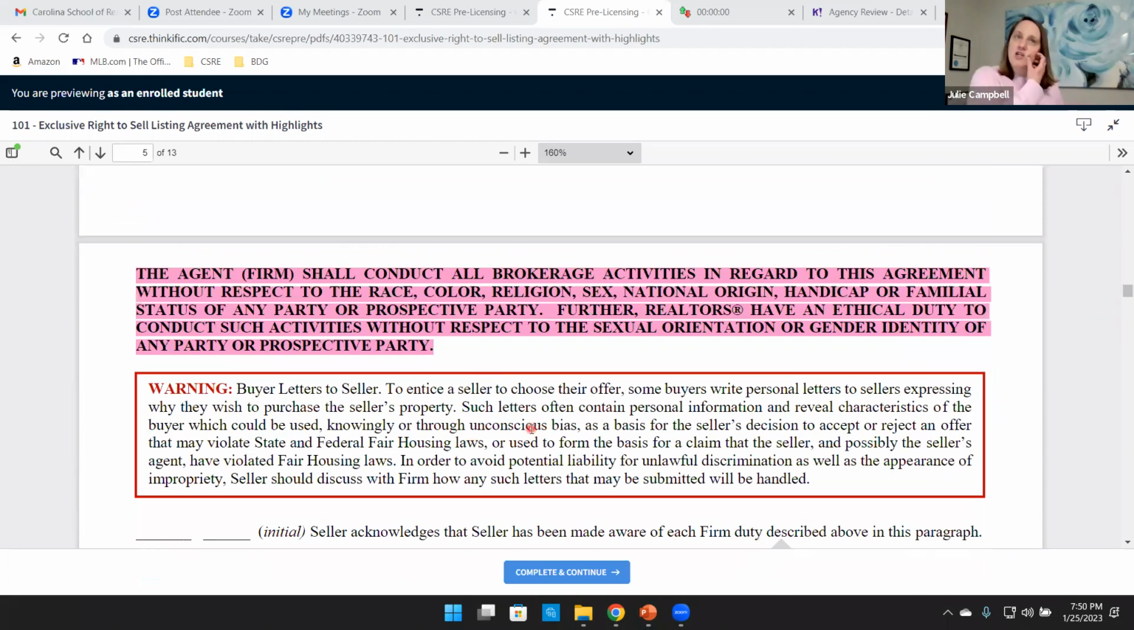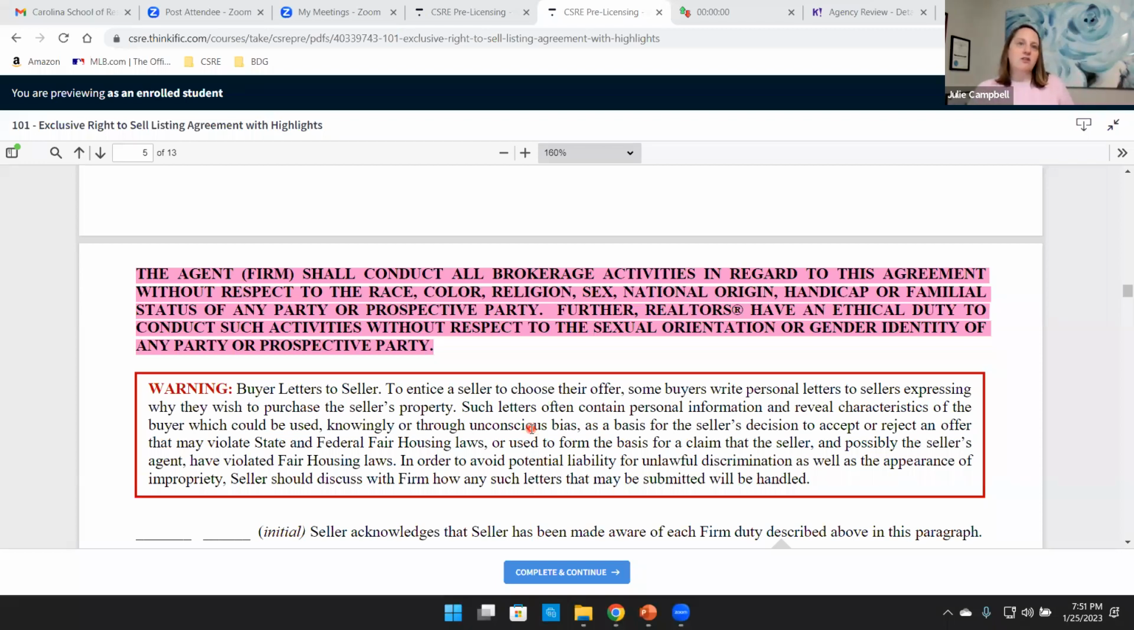Here's our non-discrimination clause. Remember, the non-discrimination clause is required in all written agency agreements. The agent, the firm, shall conduct all brokerage activities in regard to this agreement without respect to the race, color, religion, sex, national origin, handicap, or familial status of any party or prospective party. Further, realtors have an ethical duty to conduct such activities without respect to the sexual orientation or gender identity of any party or prospective party.